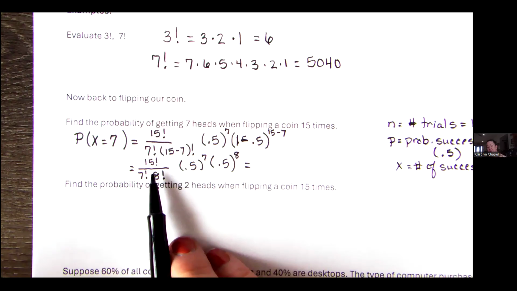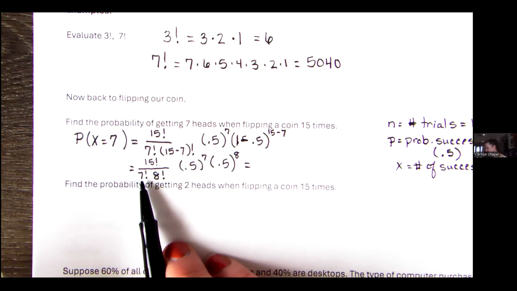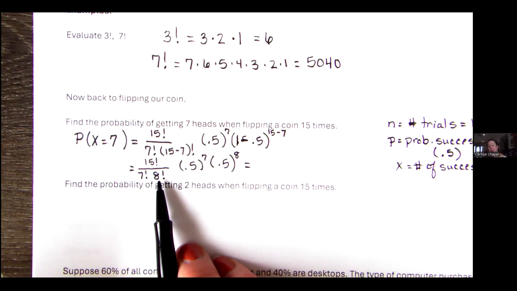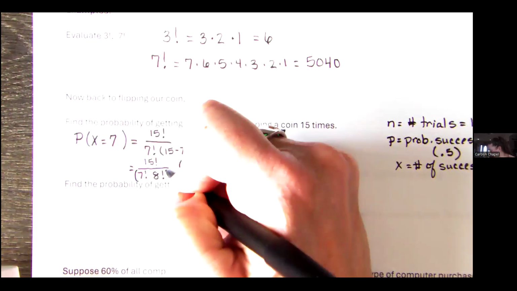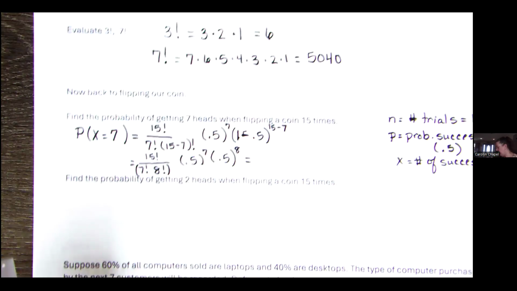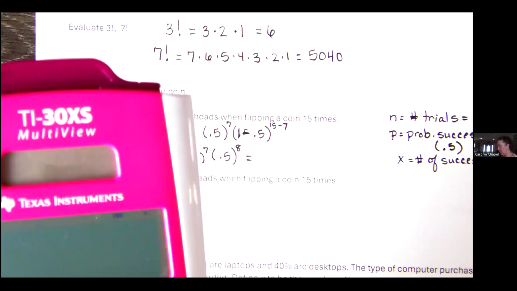So the way to make sure to do it correctly is you have to make sure that the 7 factorial times that 8 factorial is in the denominator. So we have to make sure to put an extra set of parentheses around them. So I'm going to use my calculator and I'll walk you through it here.